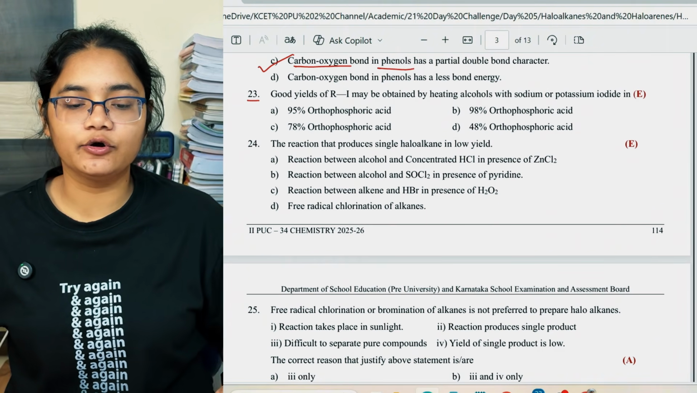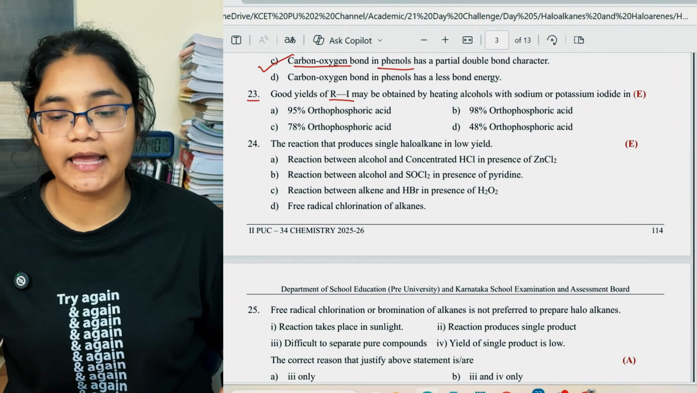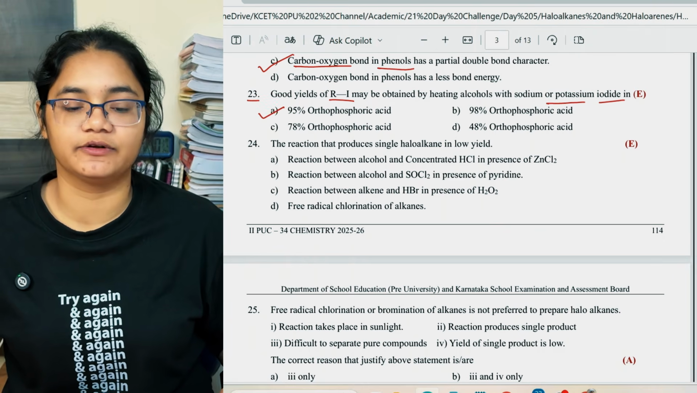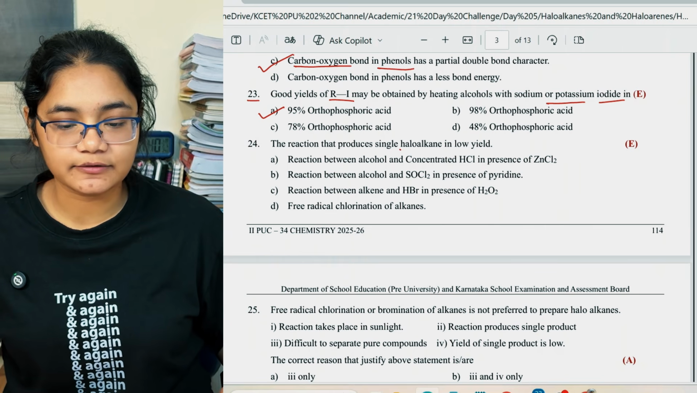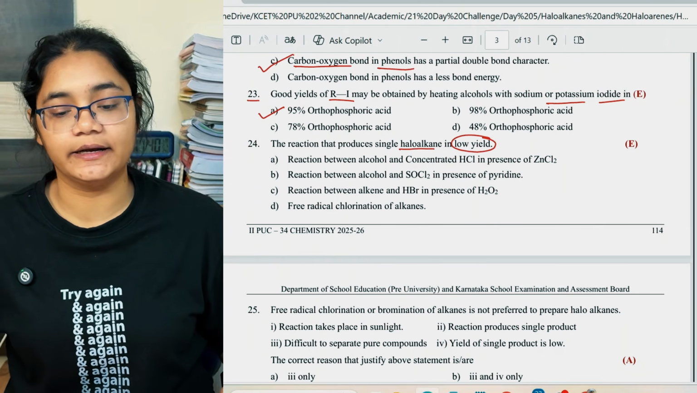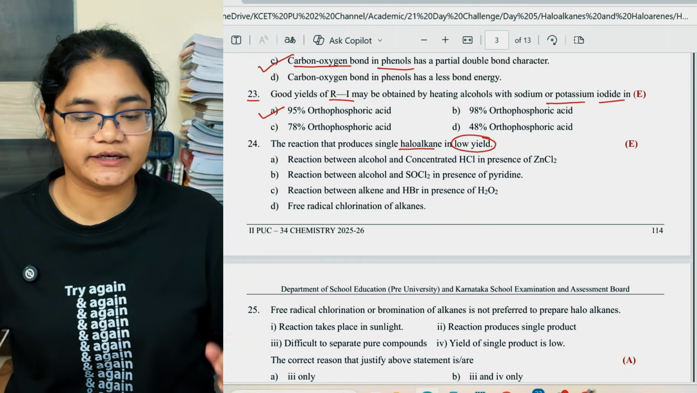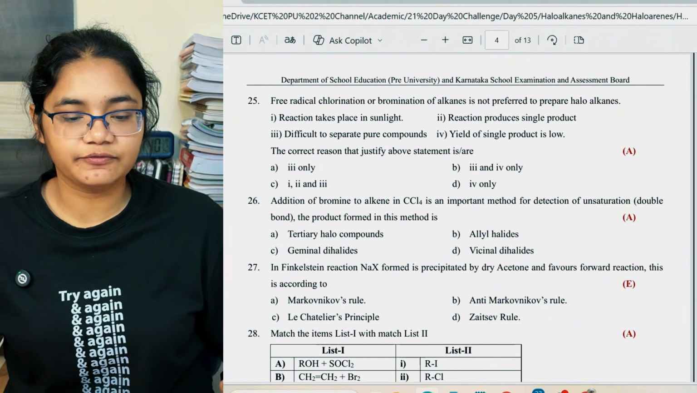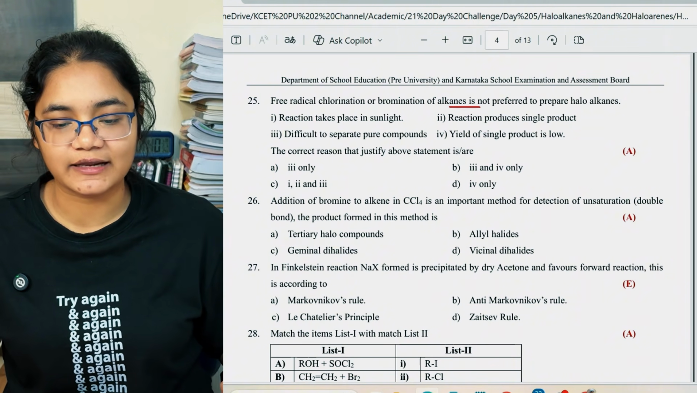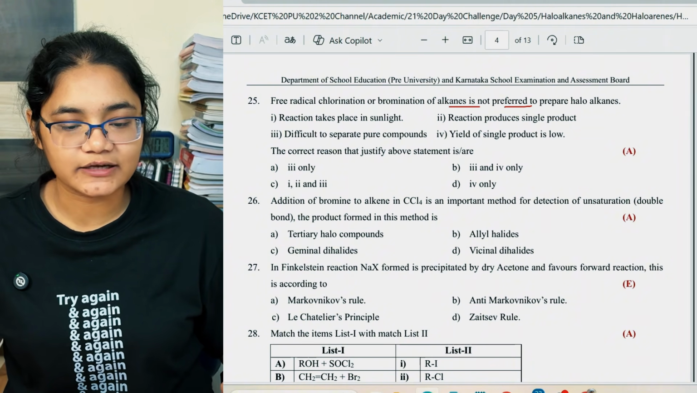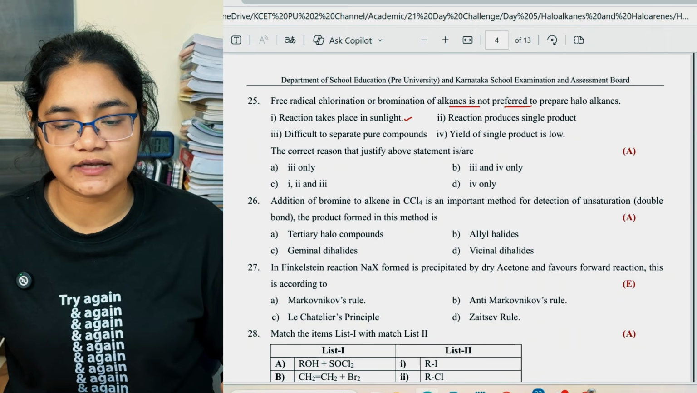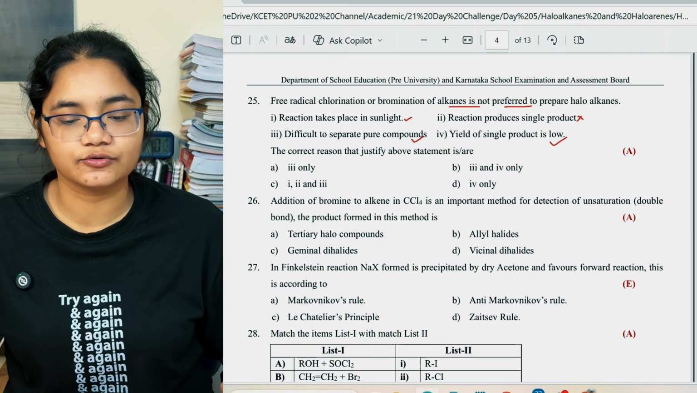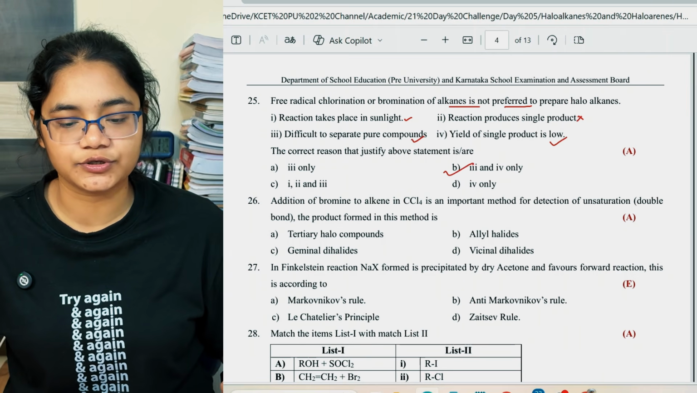Next question 23. Good yield of RI may be obtained by heating alcohols with sodium or potassium iodide in 95% phosphoric acid. Next, the reaction that produces a single haloalkane in low yield. We know low yield is for the free radical halogenation method. So that is free radical chlorination of alkanes. Next, free radical chlorination or bromination of alkanes is not preferred because reaction takes place in sunlight, reaction produces a single product, difficult to separate the compounds, yield of the single product is low. So both 3 and 4, which is option number B.